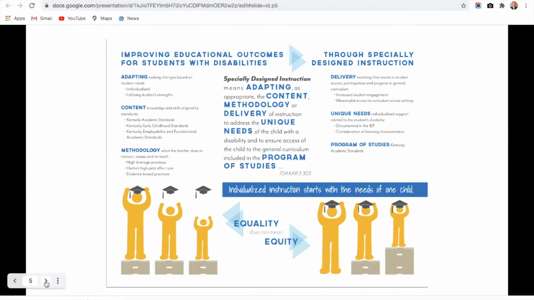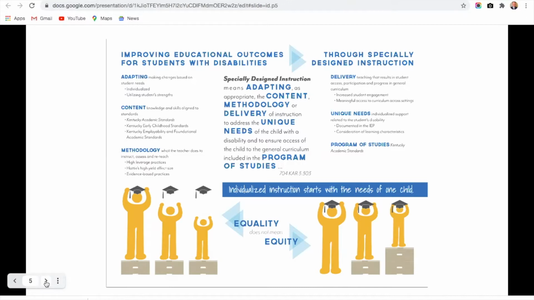So we know that equality means giving everyone the same thing, and we know that equity means giving everyone what they need at that time. And so you see this representation here, and we know that equity is what we're seeking to provide.